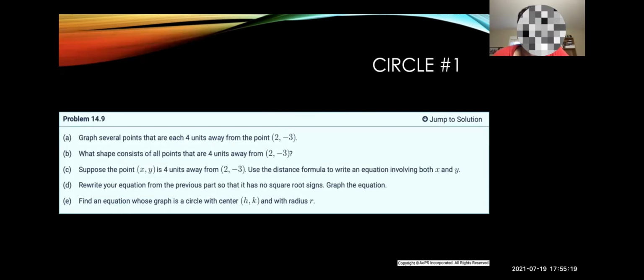So this is 14.9. Now we're moving on to circles. I want you guys to try to do all 5 of these parts, and then I'm going to explain this problem. This shouldn't take that long, so I'll give you 5 minutes for this problem.